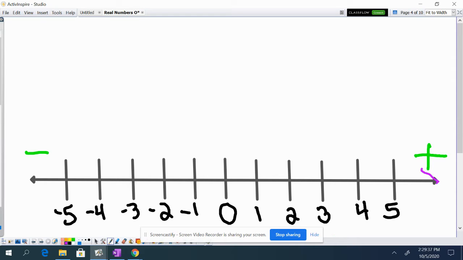So, remember, number lines go on forever in a positive direction and in a negative direction. And here is the zero. So everything goes to zero.